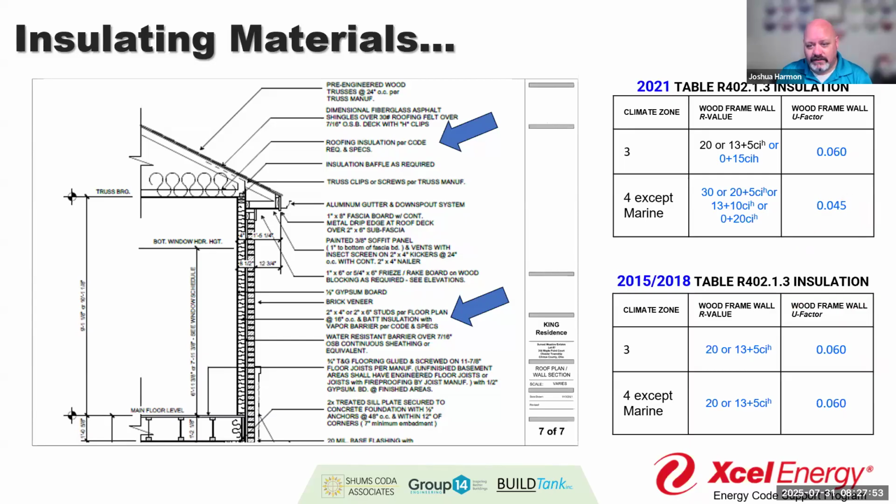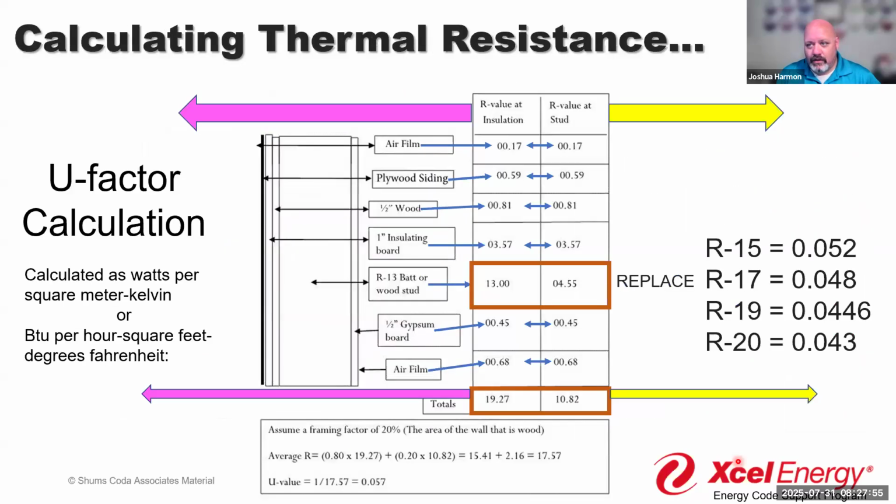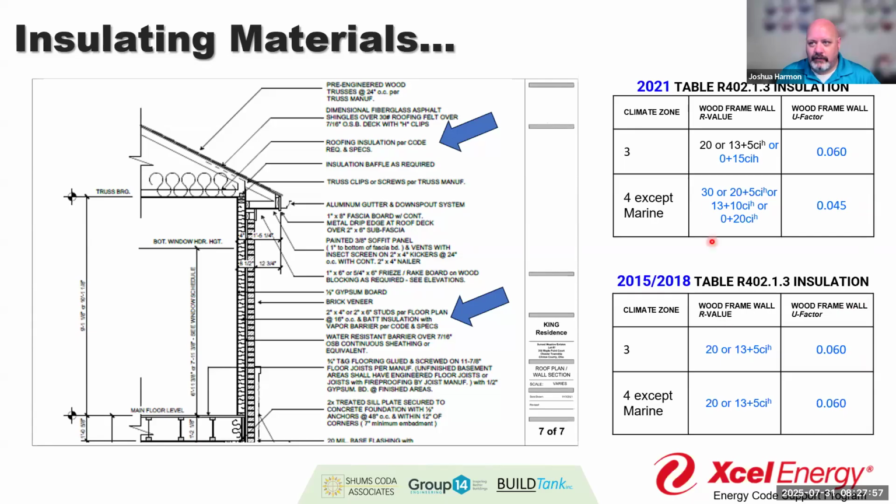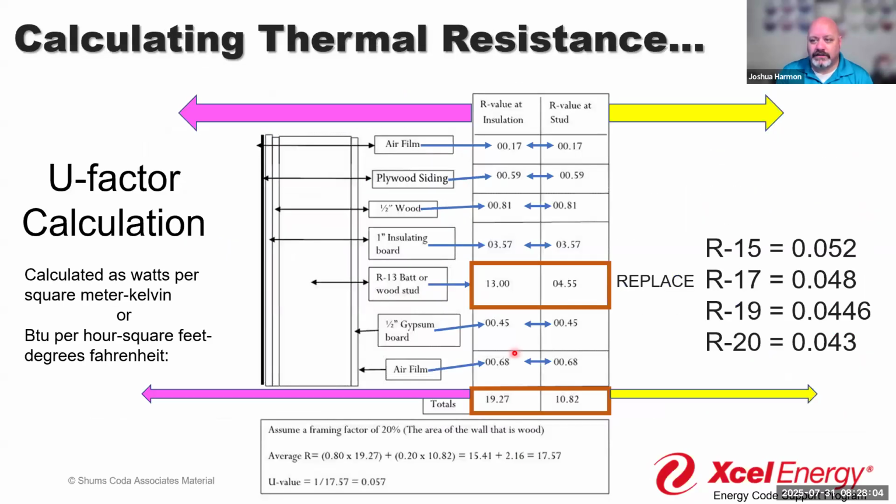Now, I'm going to remind us, I'm going to go back a page. Although we see here we have R30 or 20 plus 5 or 13 plus 10 or R20 continuous, we have those 4 options. We also have these other 2 options that would have been under that 0.45. So they would have been compliant as well. So we can add other options into a design.